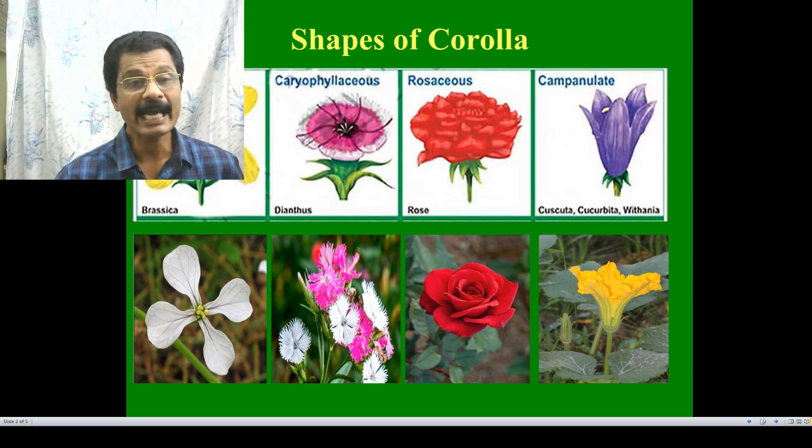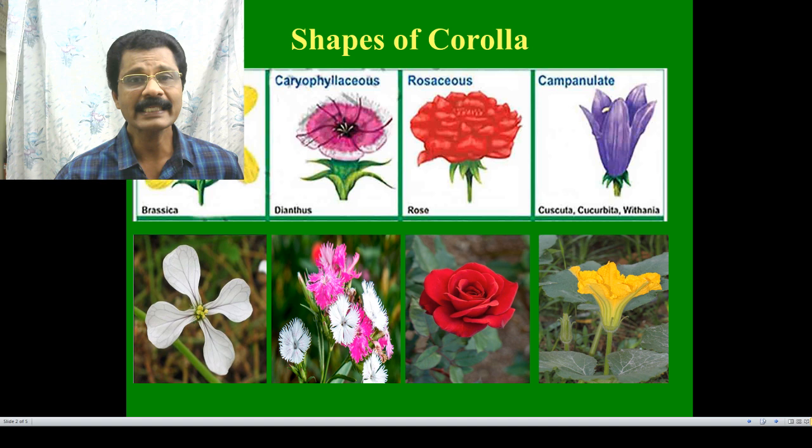Such a type of corolla is called cruciform corolla, usually found in Brassicaceae members, Brassica. There you can see this cruciform corolla. So the shape of corolla is also very important for identifying family as well as species.